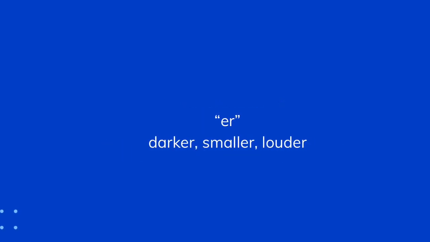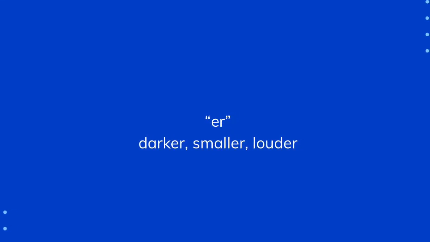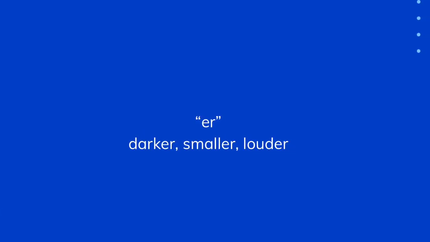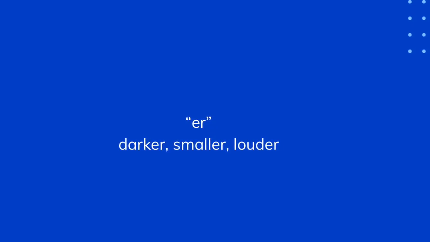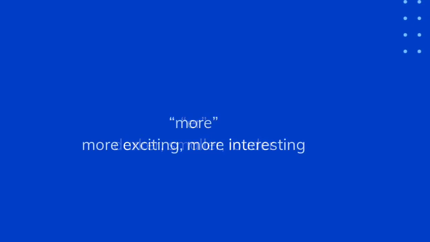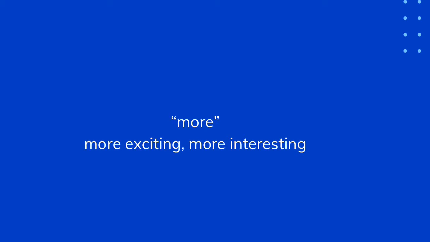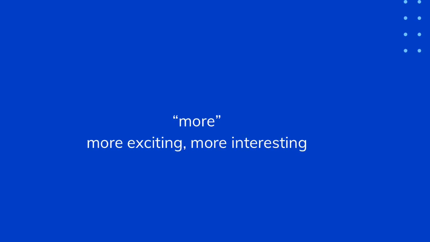When the adjective is one syllable in length, we add the er suffix to the end to make it into a comparative. For example, darker, smaller, louder. When the adjective is more than one syllable in length, we use more before the adjective without adding the er suffix. For example, more exciting, more interesting.